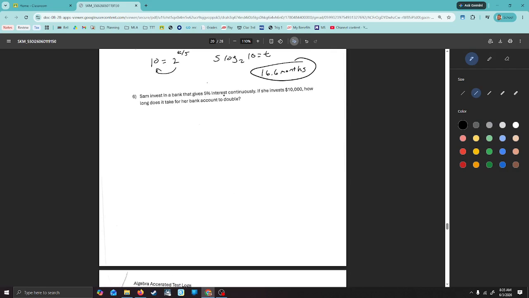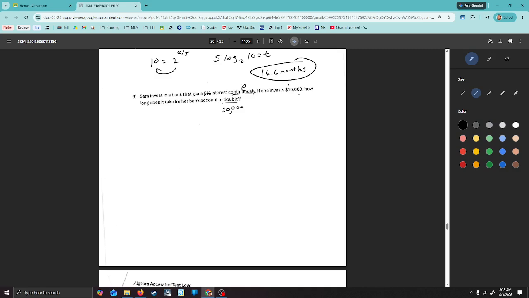She invests in the bank at 5% interest, compounded continuously. If she invests $10,000, how long does it take to double? So people got thrown off because I said the word double. But double is describing the final amount. So I want to know how long it takes until she gets 20K. So you have to be able to read, I guess.